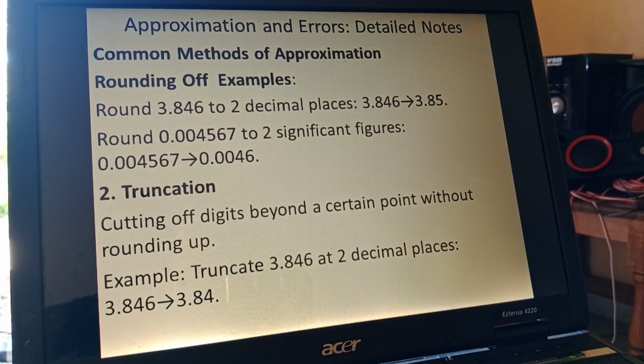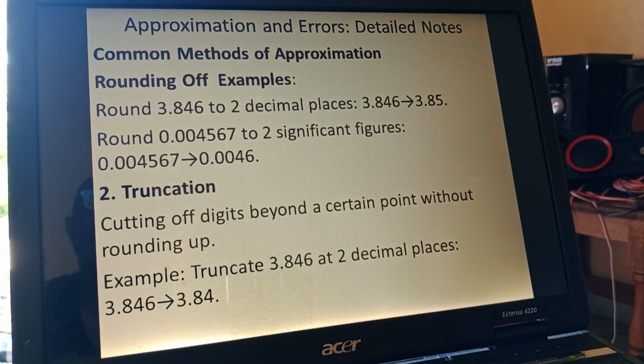Common methods of approximation, rounding off examples. Round 3.846 to 2 decimal places. Therefore, 3.846 implies that it is 3.85 to 2 decimal places. So here we round up because the next digit is greater than 5.